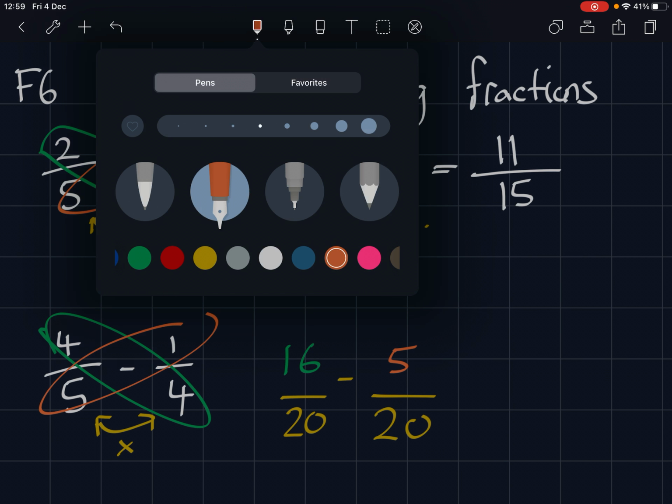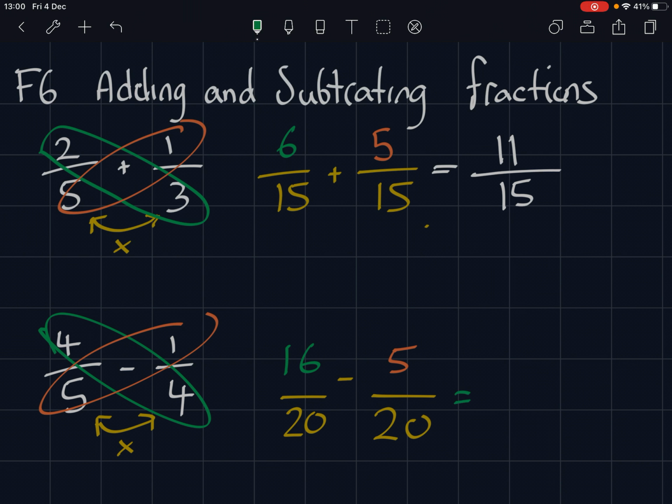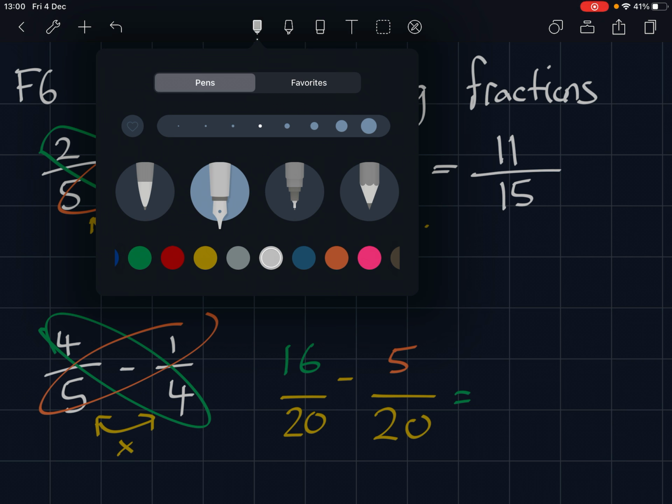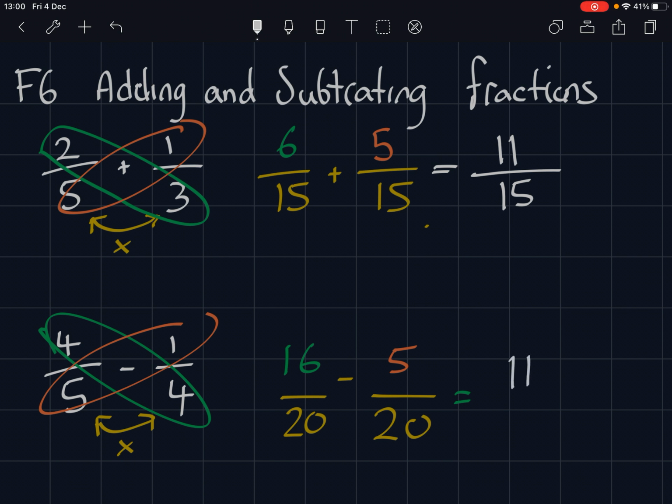And now we can subtract the fraction from the other fraction. So we'll have 16 take away 5 is 11. And this time we're counting in 20ths, so it's 11/20ths.